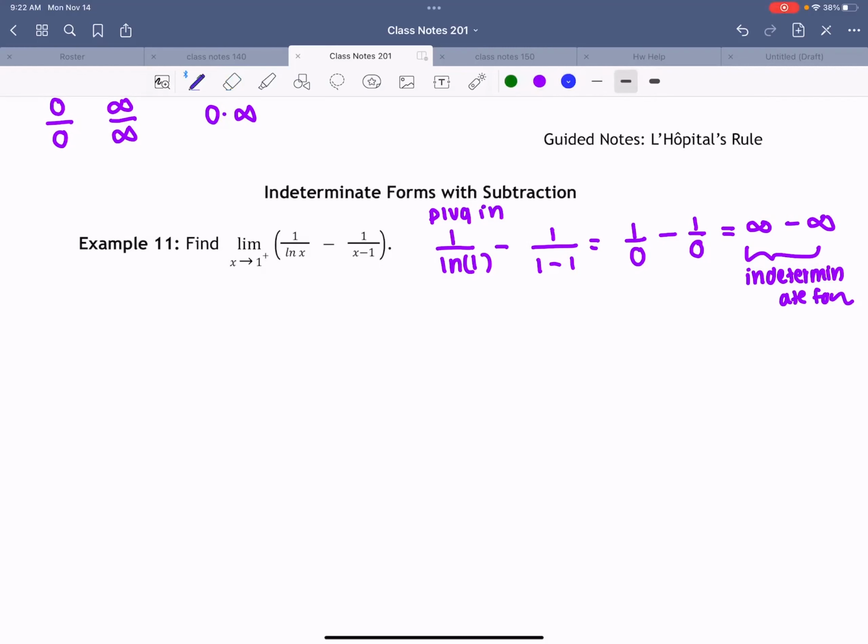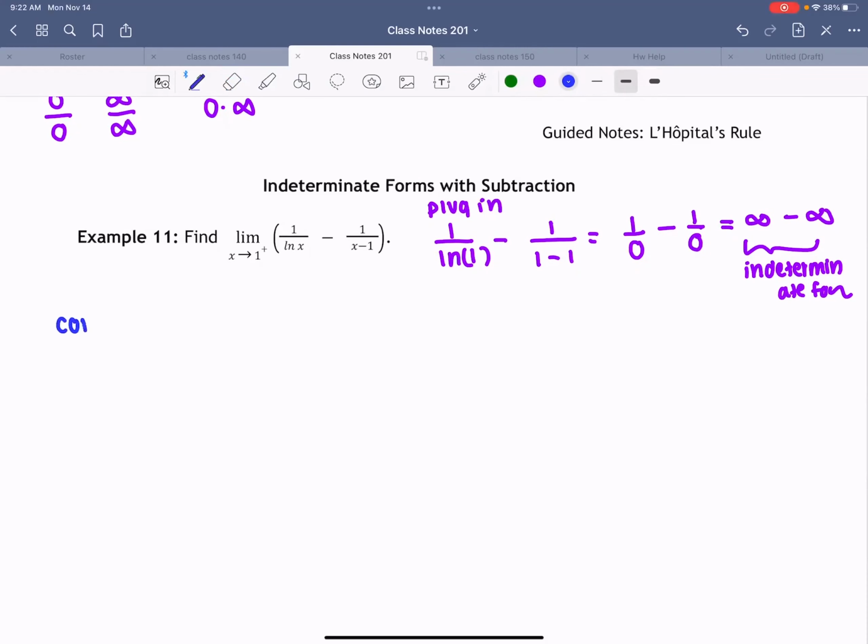Good. Let me write that down. So Michael said the common denominator is ln of x times x minus 1. Usually the common denominator is literally the multiplication of the denominators. You can't really mess up if you do that.